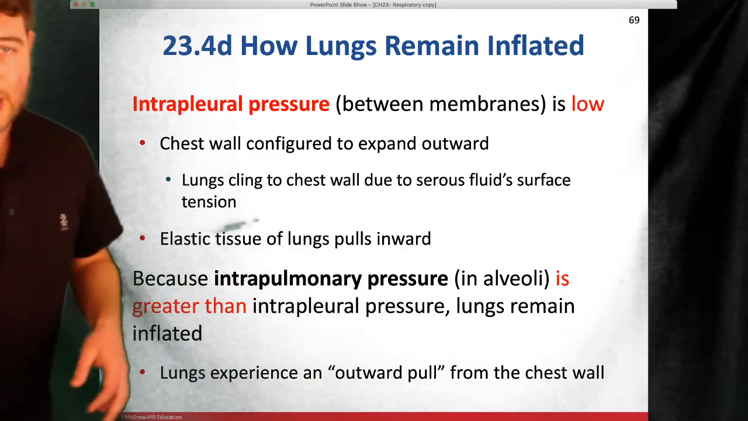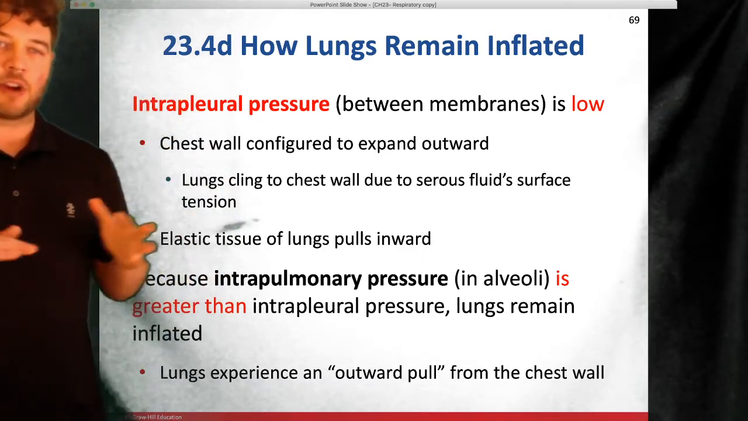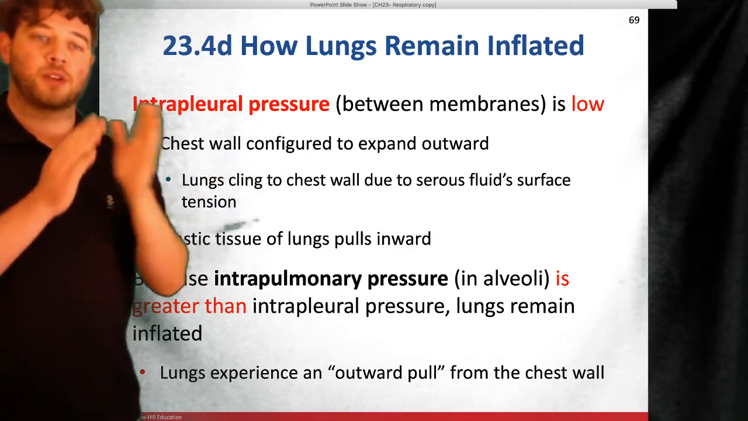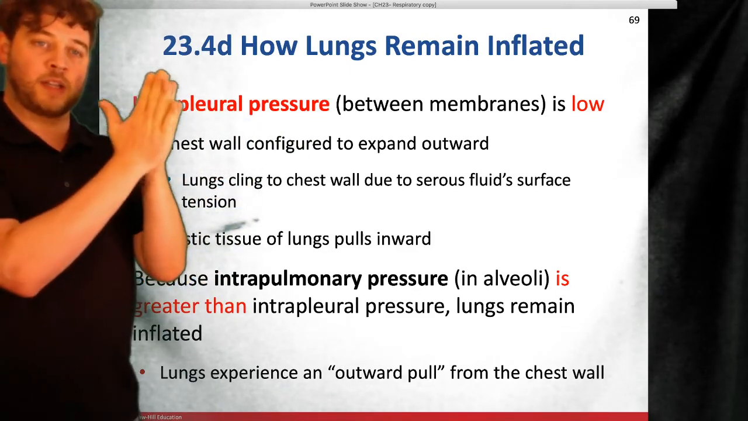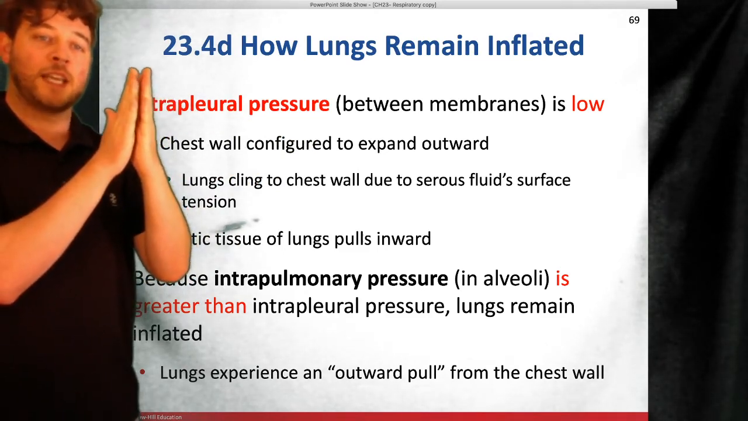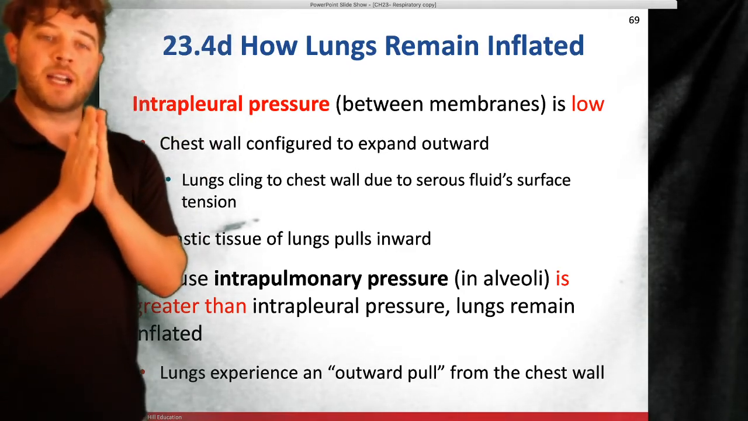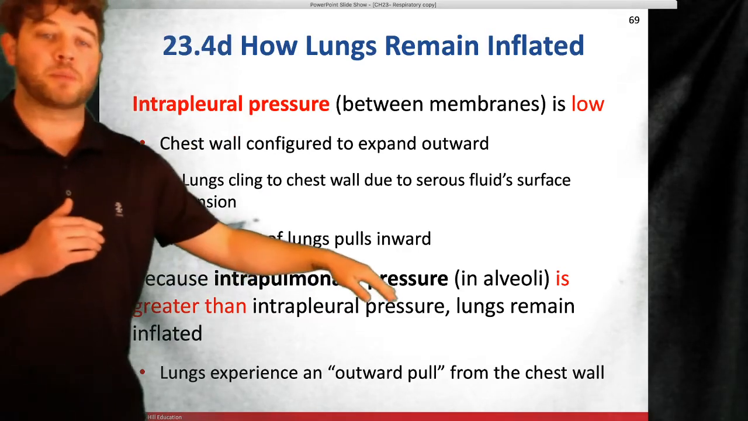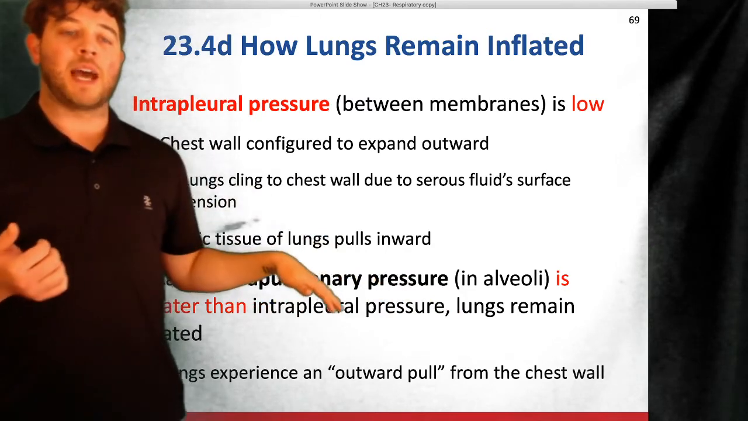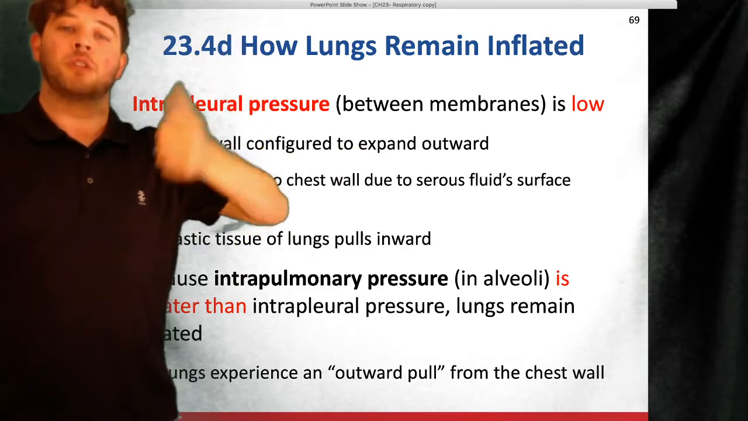So the lungs experience this outward pull from the chest wall. This starts to get a little tough for people because we're talking about different pressures, and I think there's a diagram coming up, but I'm going to try to explain it first. You have your intrapleural pressure between those two membranes, the visceral membrane on the lung and the parietal membrane on the thoracic cavity. In between those two, the intrapleural pressure is low. But then you have this high intrapulmonary pressure inside the alveoli, which is pushing out. If that is higher than the intrapleural pressure, it's going to be pushing your lungs out.